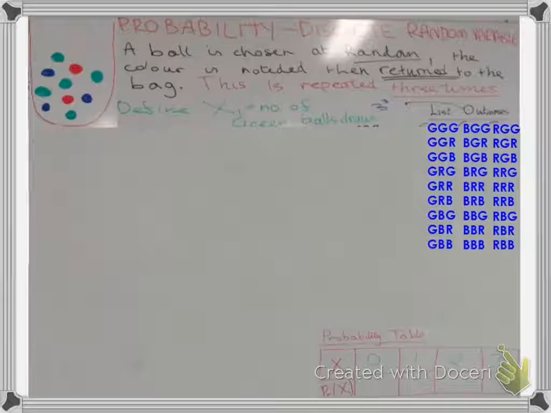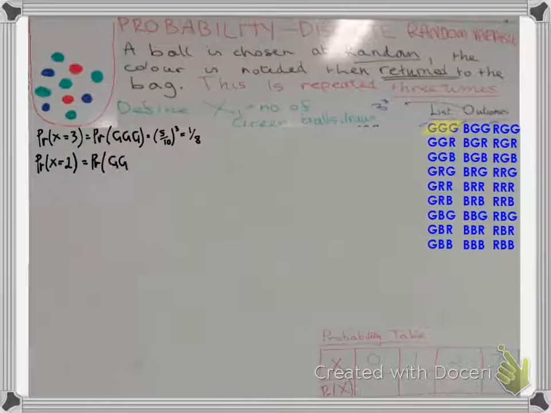So let's look at the probabilities of some of these outcomes. So the first one is what we looked at. There it is, probability when x is 3. That's the probability of a green, and then a green, and then a green. So that is a half times a half times a half, all to the power of 3. Okay, so let's keep going.